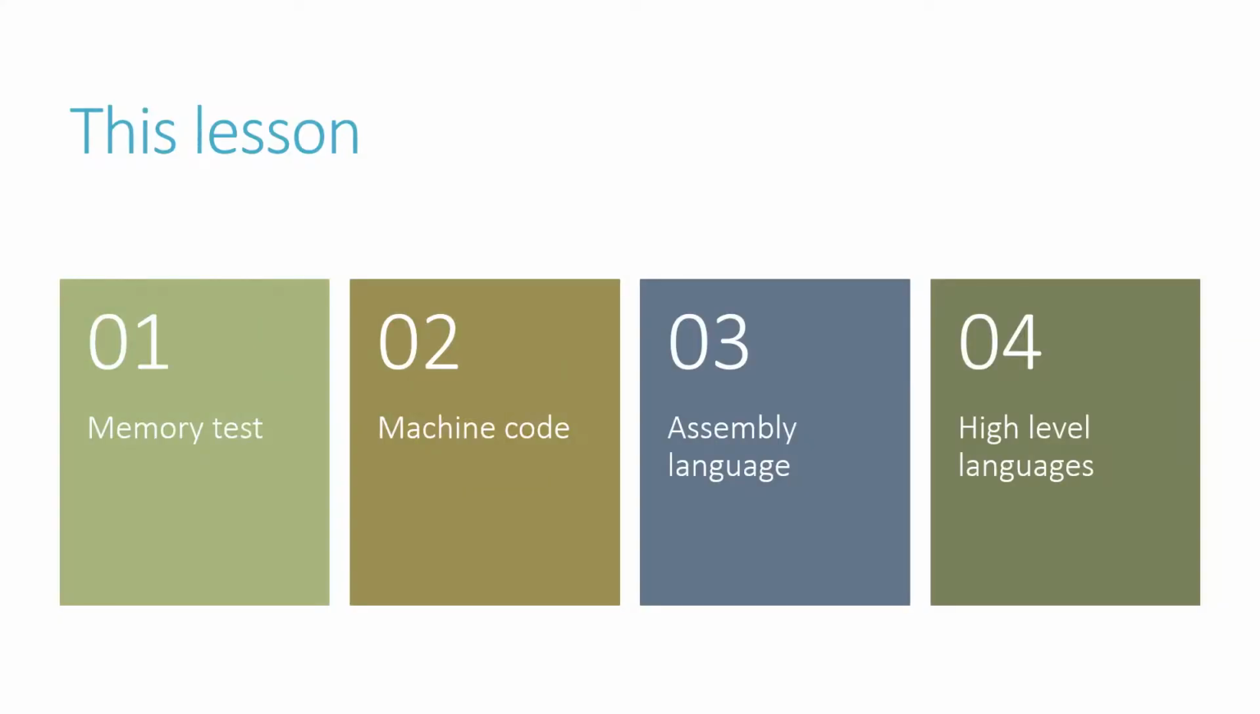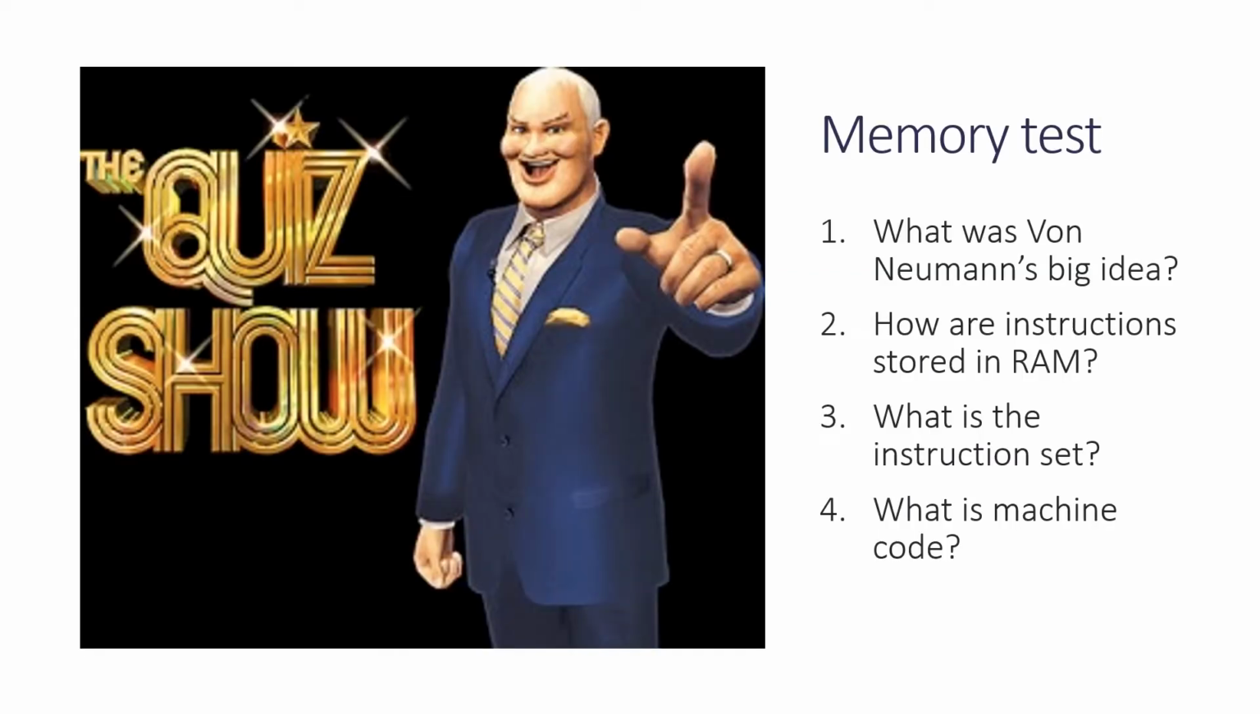We'll begin with a short memory test, see if you can remember what we've been learning about the way that the processor is structured. And we'll compare machine code and assembly language, which are low-level languages, with the high-level languages such as Python. But first, let's have a quiz.